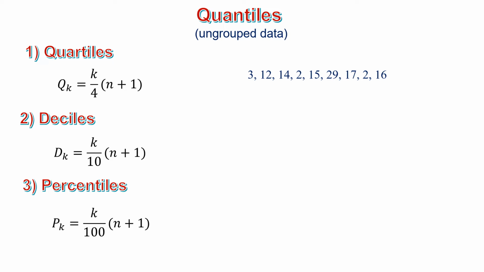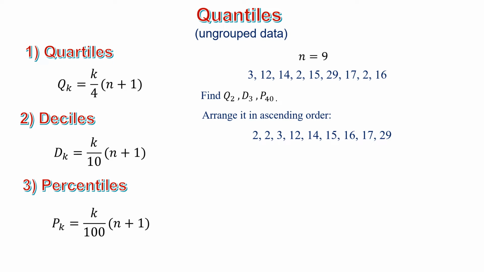So how many numerical values do we have? Correct, we have 9. So let us find Q2, D3, and P40. To find these, we are going to arrange the data first in ascending order. And what is ascending order? Correct, from the smallest to the highest number. So we arrange it as 2, 2, 3, 12, 14, 15, 16, 17, 29.